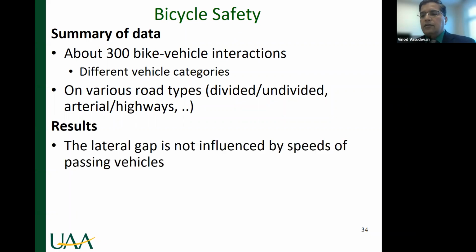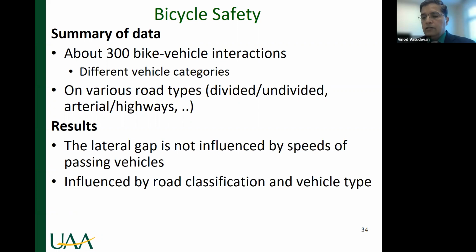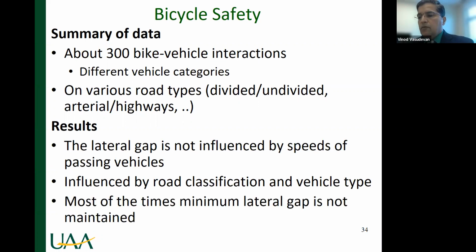The results showed that the lateral gap is not influenced by the speeds of passing vehicles, as we showed there, because speed was not a statistically significant factor. But it is influenced by road classification and vehicle type. Two-wheelers left a lesser gap, whereas heavy vehicles left more gap. Most of the time, the minimum lateral gap was not maintained. From a safety perspective, these are some findings that policymakers can use.